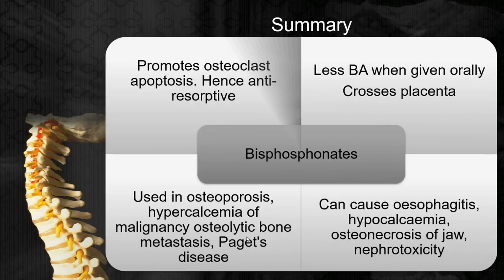As a summary, bisphosphonates mainly are anti-resorptive in nature. They have less oral bioavailability. They cross the placenta. They are majorly used in hypercalcemia of malignancy, osteoporosis, steroid-induced osteoporosis, osteolytic bone metastasis, and Paget's disease. Oral bisphosphonates are known to cause esophagitis, whereas parenteral bisphosphonates can cause thrombophlebitis and flu-like reactions. They are also known to cause hypocalcemia.